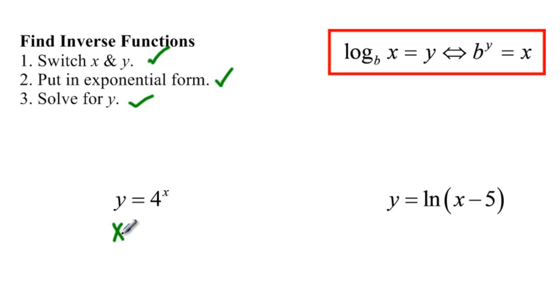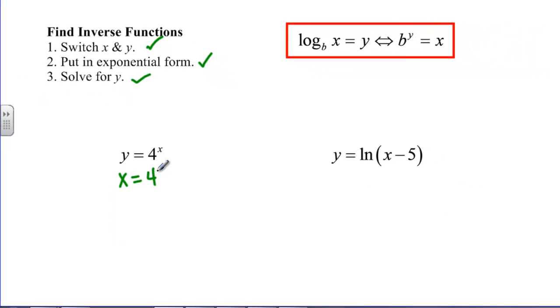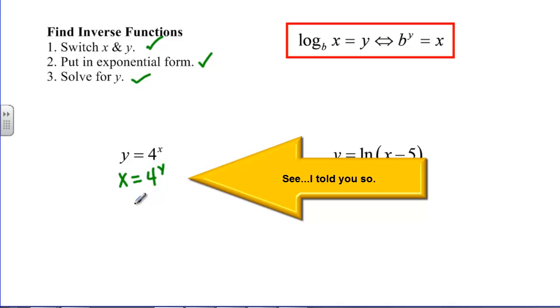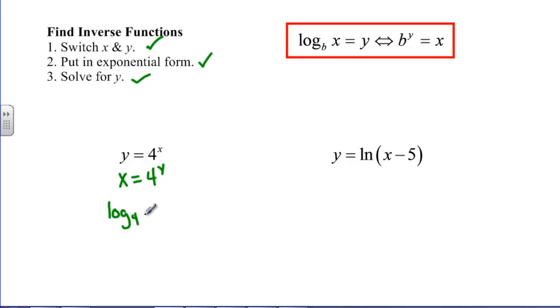First step, switch x and y. So x equals 4 to the y. Then we're going to put it in exponential form, or logarithmic form in this case. So we're going to say the log base 4 of x equals y, because 4 was our base. And then we go across and we can check by saying 4 to the y equals x, doing our little circle thing here. And that's our inverse function. Log base 4 of x equals y, and y equals 4 to the x.